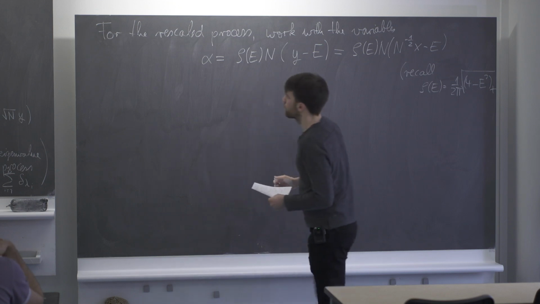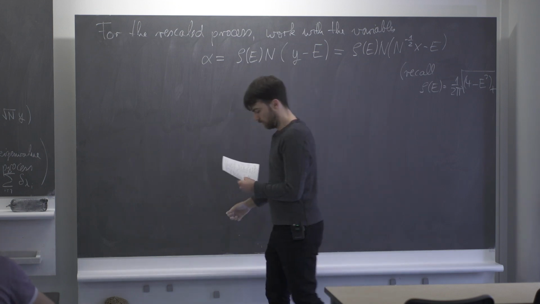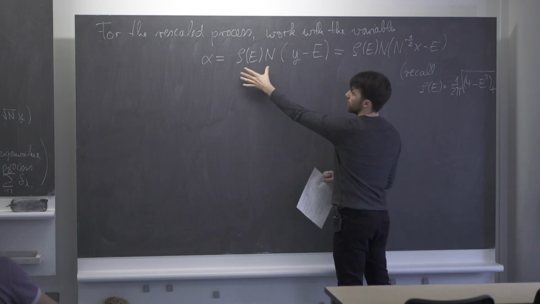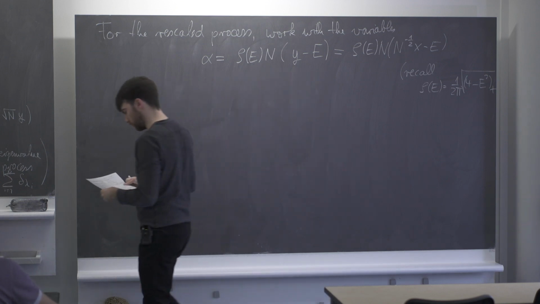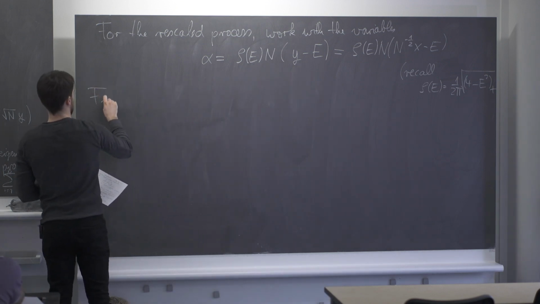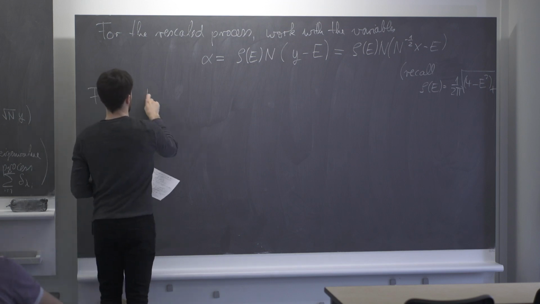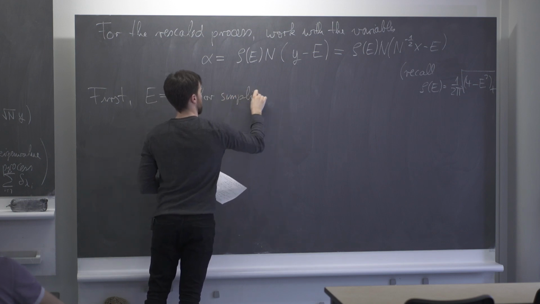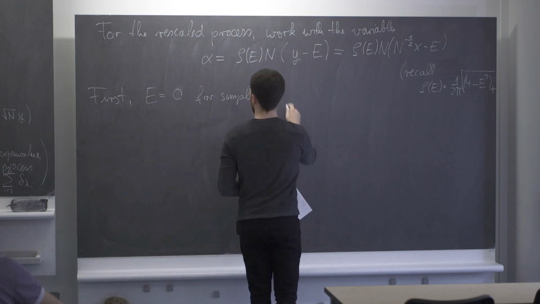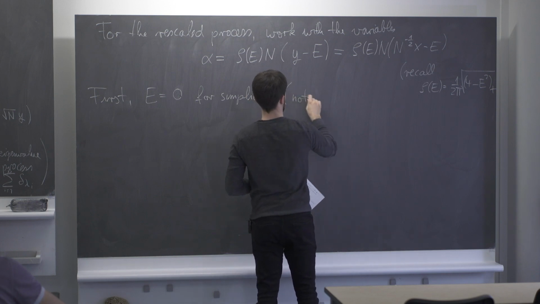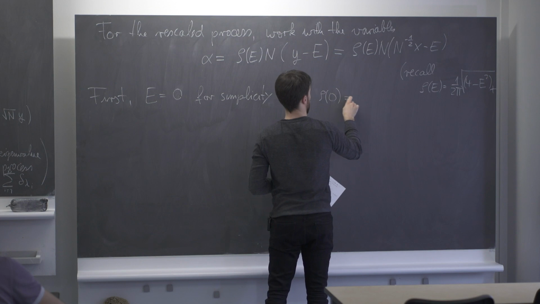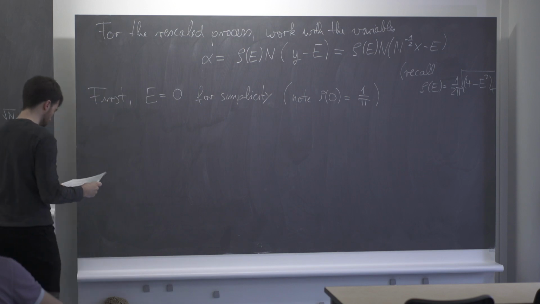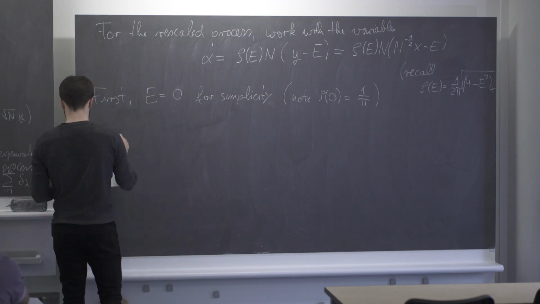And now in the beginning, we first want to look at the case when E is equal to 0, because then you don't have to shift, you just rescale, and we will see that in the computation that's a bit easier. So we take this for simplicity, and also rho of 0 has a nice form. You can just plug everything in. That's just 1/pi.